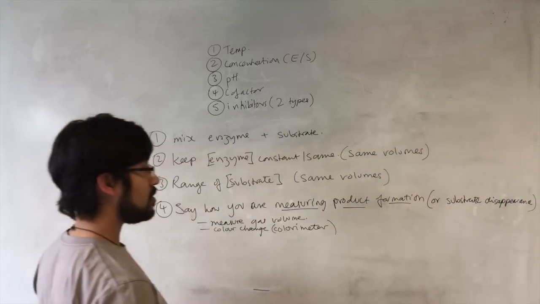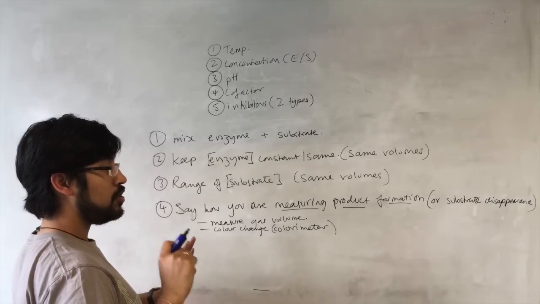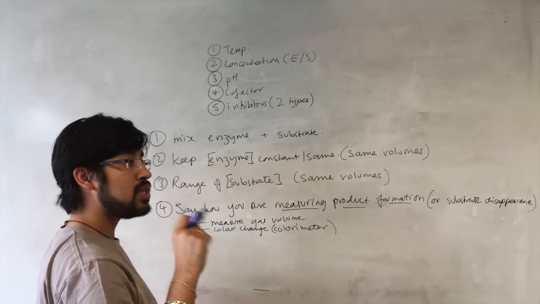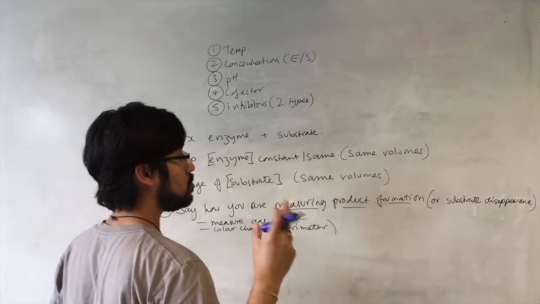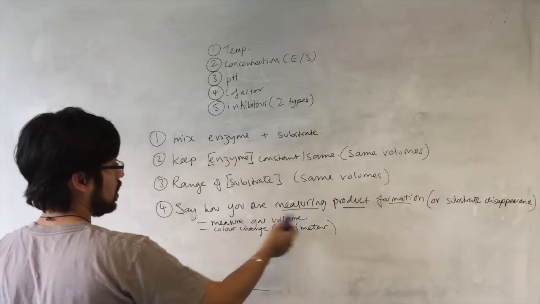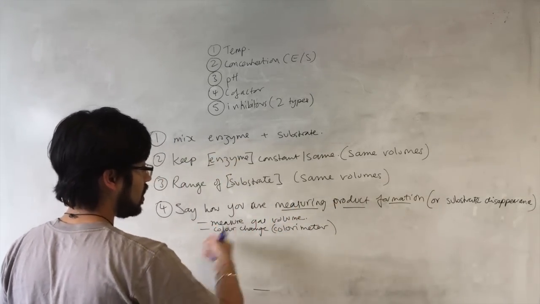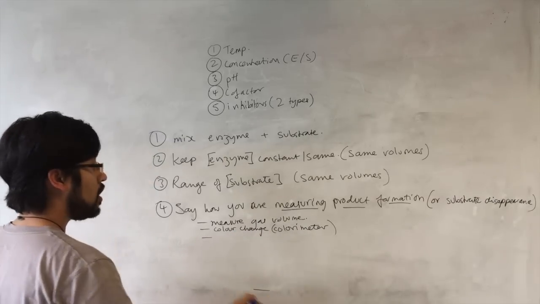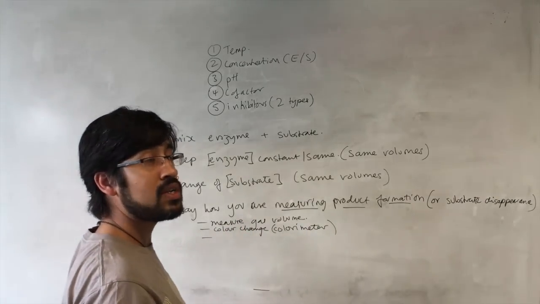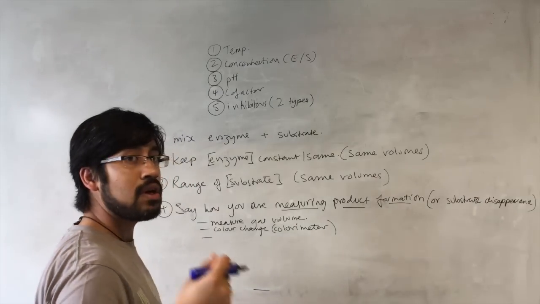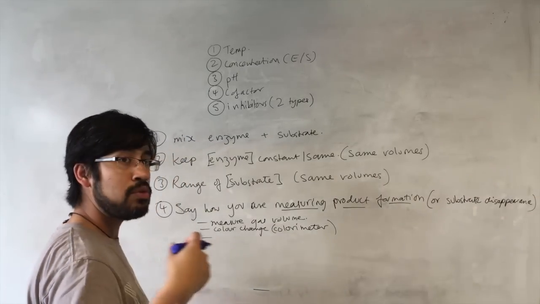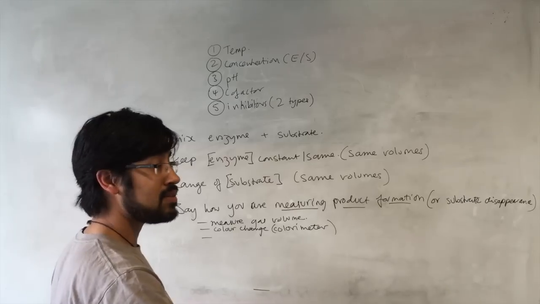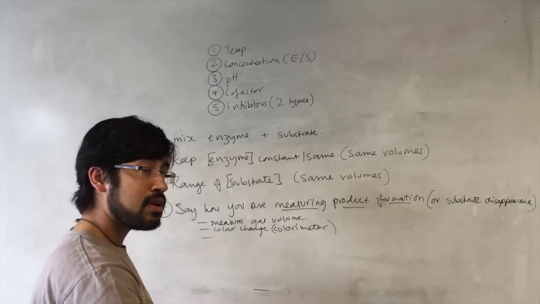Or substrate disappearance. Either way, you will be told what change happens, what this enzyme does, and you've got to use that to measure. So the product might be a gas, there might be a color change. One question they love is pH changes. So when you break down lipids to fatty acids, it lowers the pH.